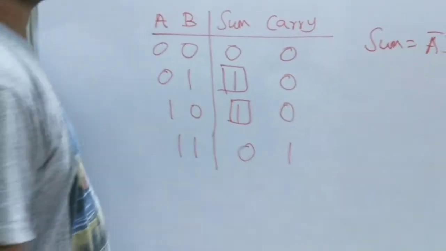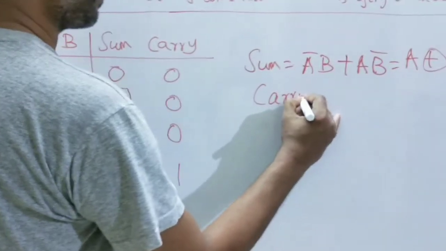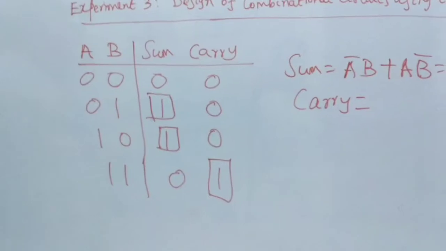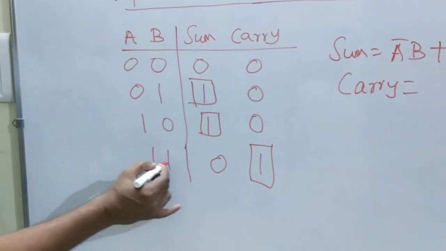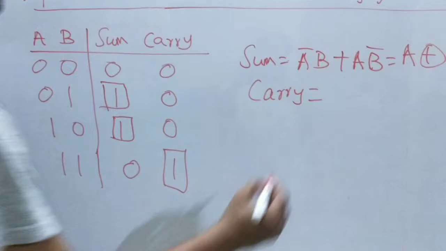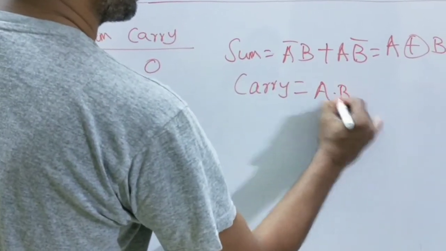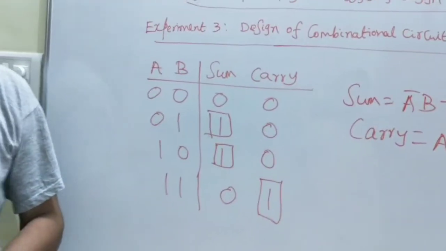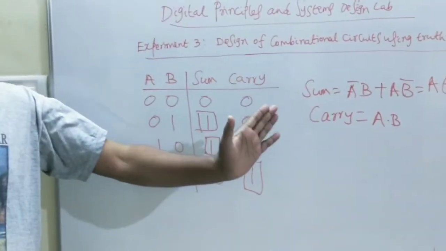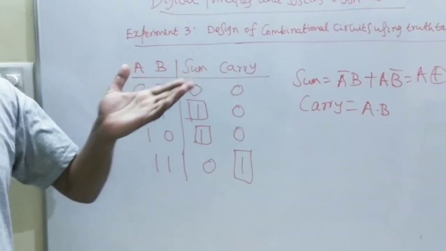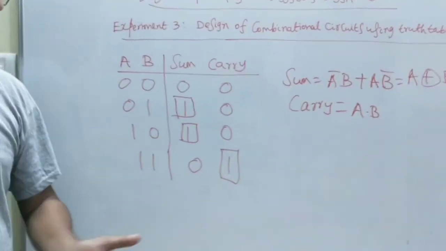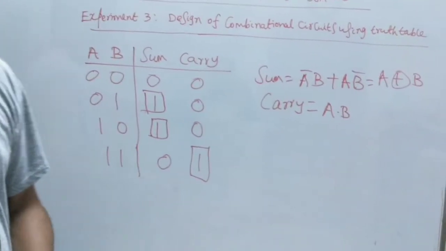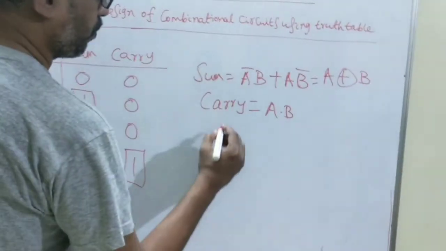Now we look at the carry expression. For carry, only one value is 1 in the output, and the corresponding input is AB, where both values are 1, so we write it as A into B. So you can clearly tell the apparatus from the equations. Now we have found the expressions; we only need an XOR IC and an AND IC. The IC of XOR is IC 7486, and the AND IC is IC 7408. Draw the corresponding circuit for this.